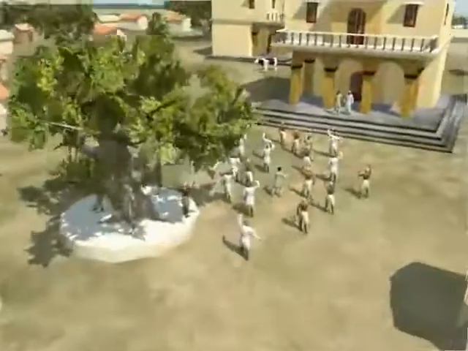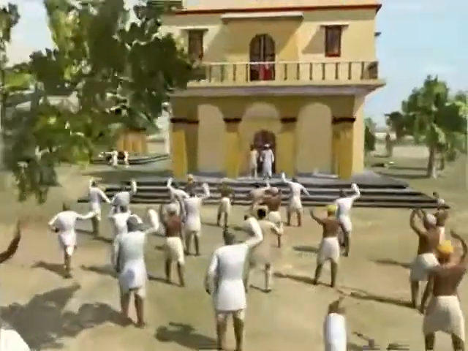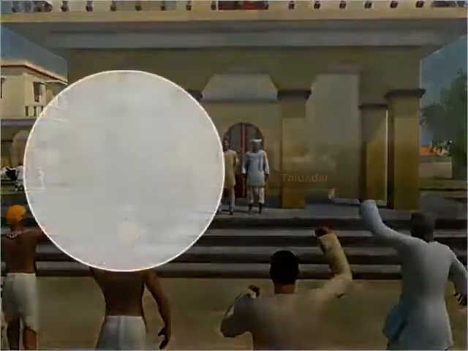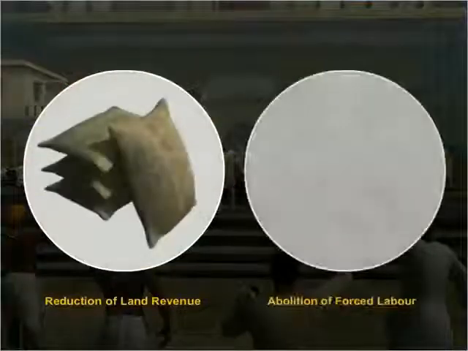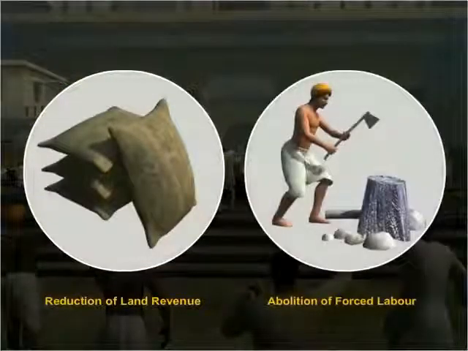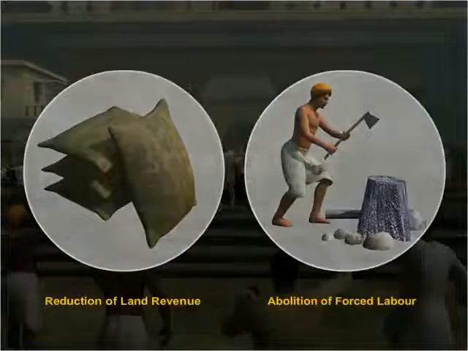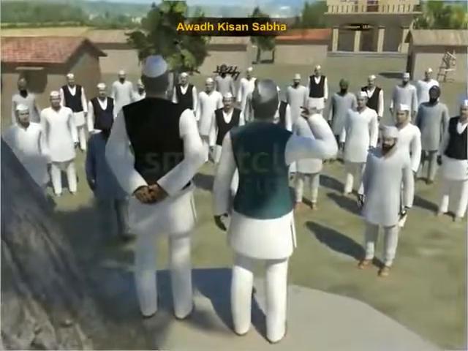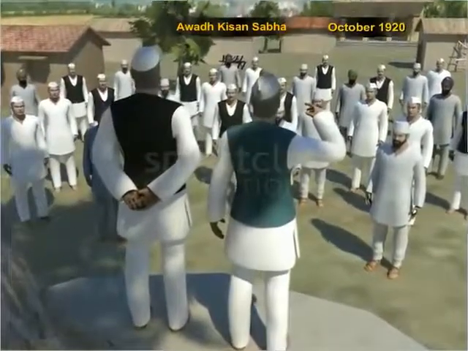In the countryside, the movement took the shape of a struggle against the oppressive landlords and talukdars, demanding a reduction of land revenue and abolition of forced labor or begar. To organize these movements, the Awadh Kisan Sabha was set up by Jawaharlal Nehru and Baba Ramchandra in October 1920.